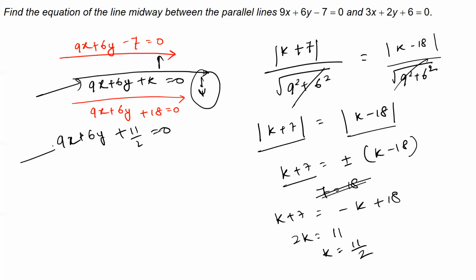You can multiply all of these numbers by 2 to simplify. So we have 18x plus 12y plus 11 is equal to 0. This is our required answer.